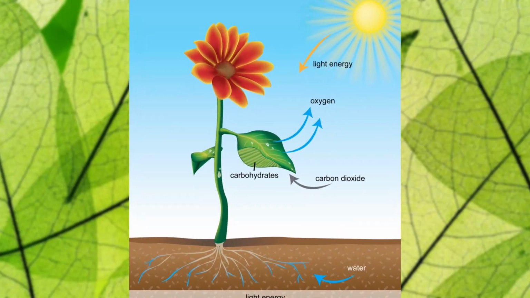Photosynthesis is the process in which light energy is converted to chemical energy in the form of sugars. In photosynthesis, solar energy is harvested and converted to chemical energy in the form of glucose using water and carbon dioxide. Oxygen is released as a byproduct.